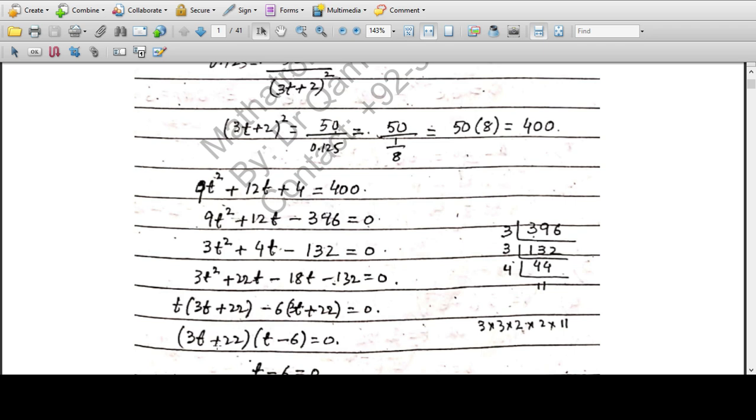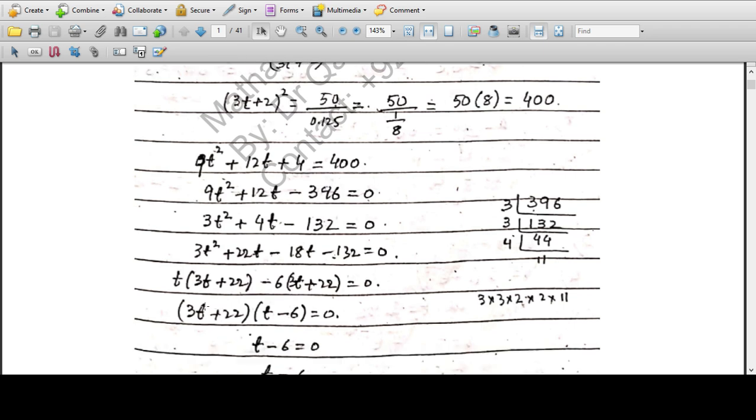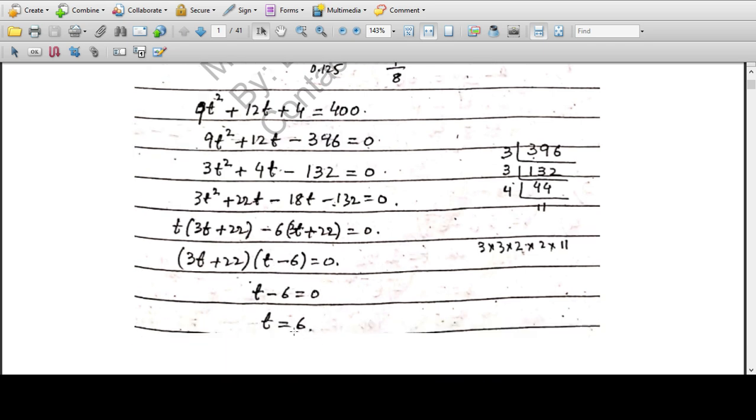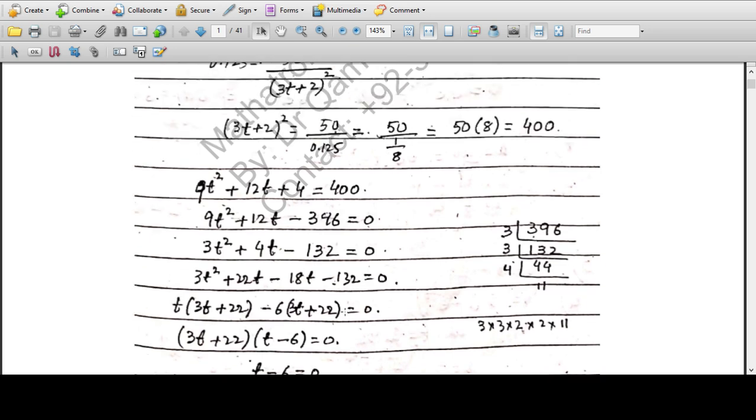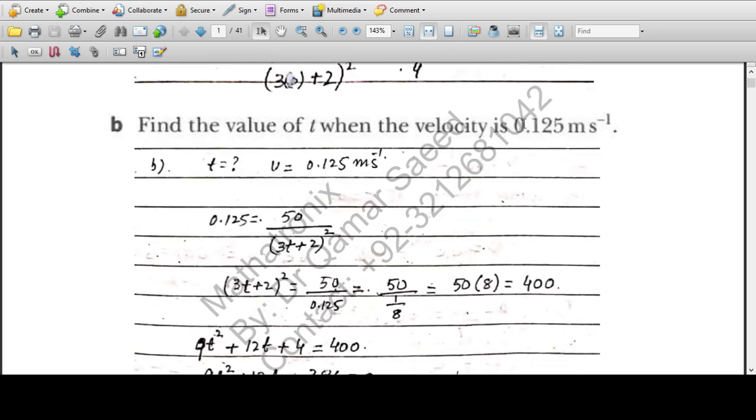So from this value, the t is obtained as negative, which is not possible. So t minus 6 is equal to 0 is the right option, and t becomes 6. At t is equal to 6 seconds, the velocity will be 0.125 meters per second.